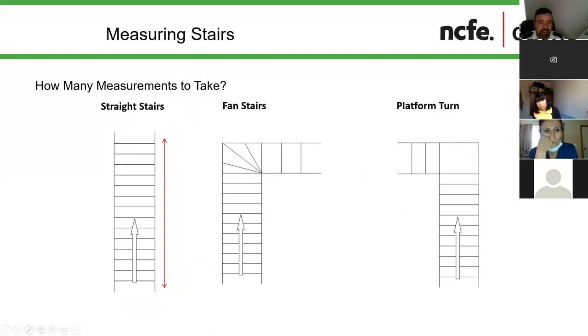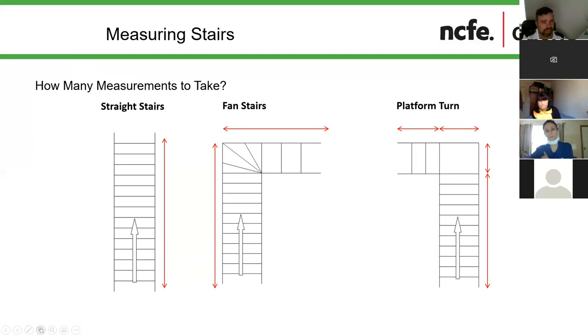Okay, so like we said, straight is relatively straightforward. Fan steps, you're going to do two, and then a platform turn, and you can see you've got a few more measurements which you would do. And normally, if you were going to go to the equipment stores through the local authority, you would take a picture of the stairs and say, this is the size that I would need. You would take a picture, and then they would normally have somebody come out and fit a stair rail for you, because nobody's expecting carers to be fitting stair rails.